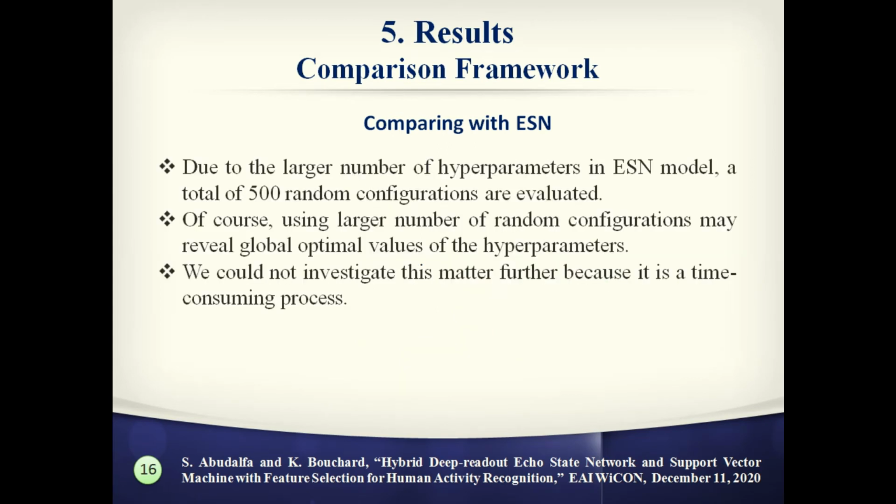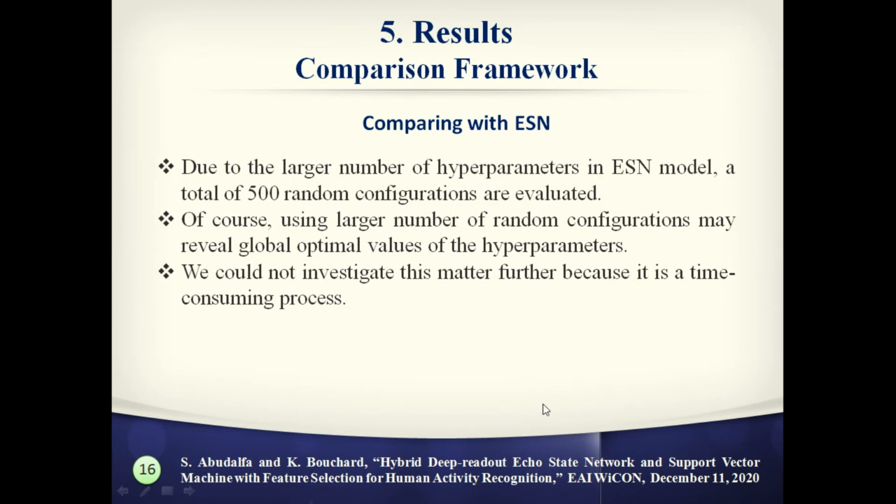Due to the large number of hyperparameters used in the ESN model, a total of 500 random configurations are evaluated. Of course, using a larger number of random configurations may reveal global optimum values, but we didn't investigate this matter further because it is time consuming.